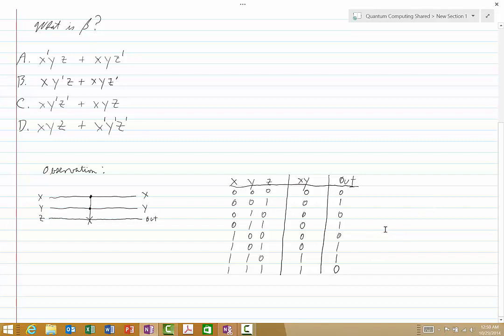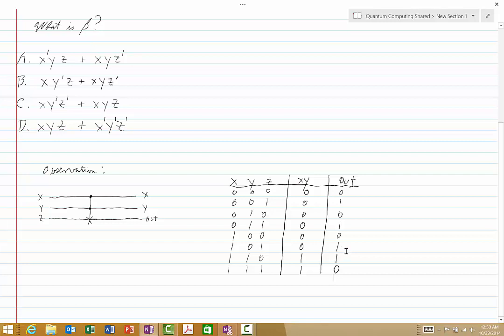And now what I want to encourage you to do is to look at the two columns here, Z and XY, and also at out. When Z and XY are both zero, out is zero. When Z and XY are both one, out is zero. Here again, when Z and XY are both zero, out is zero. But if Z and XY are different, if they're 1 and 0, then out will be 1. 1 and 0, out will be 1. 0 and 1, out will be 1.